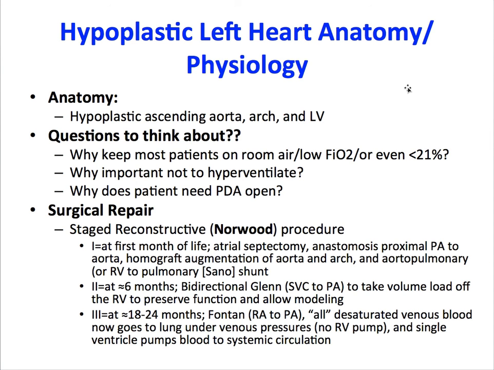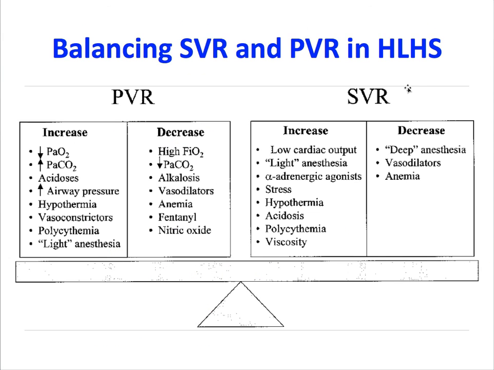Hypoplastic left heart is single ventricle physiology, in which the right ventricle is being made to do the work of the left ventricle because it didn't develop. And so we end up with a Fontan physiology in the patient with hypoplastic left heart. Some institutions transplant these patients early.